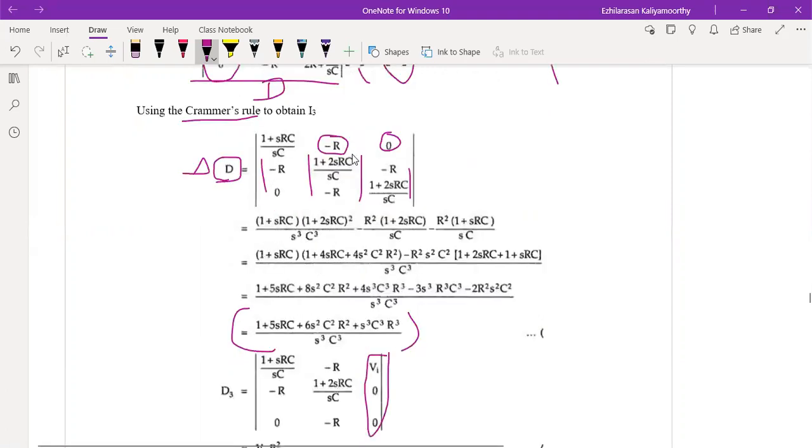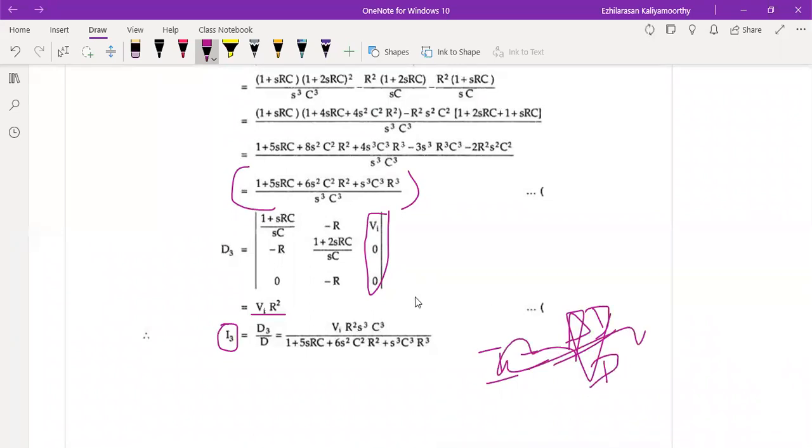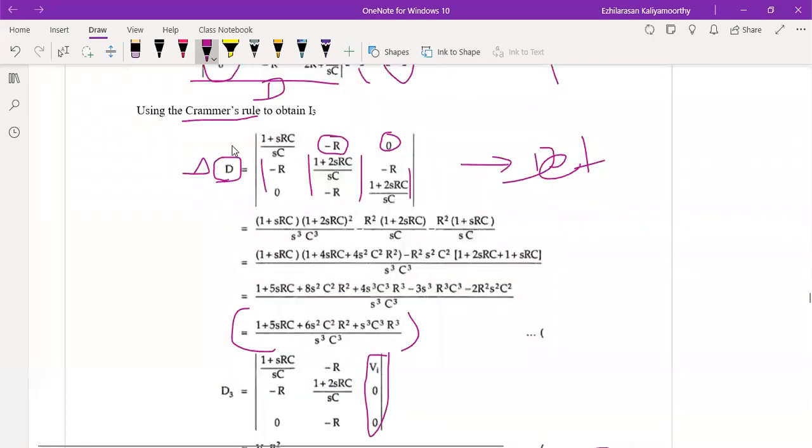D is a determinant. You have to find the determinant. Same to find I3: the formula is like this, del D by D. Actually, this is the common formula they write, but for your purpose, I am telling you very simply. First, find the determinant of the matrix D.